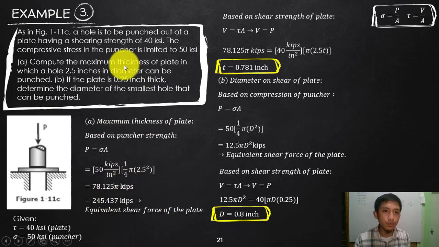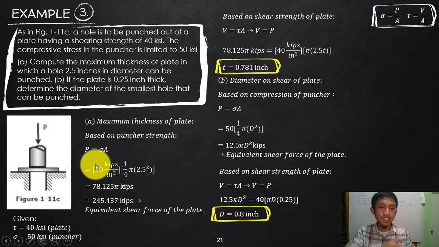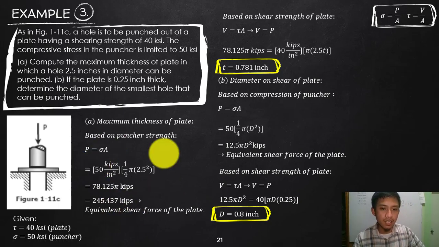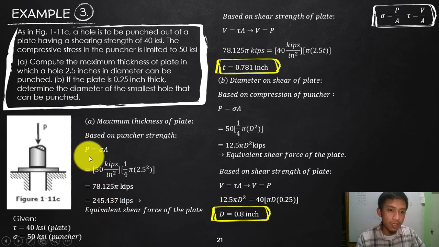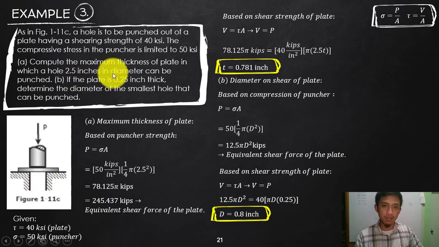That will be able to create that 2.5 inch hole. Again, we use the 50 ksi here because we want to maximize the strength of the puncher. So that is how much P the puncher can carry. You may ask why we need to find the P. We need to find it so that we maximize how much P the puncher can carry. That is the maximum P that we will be using to punch a hole on the unknown thickness plate.